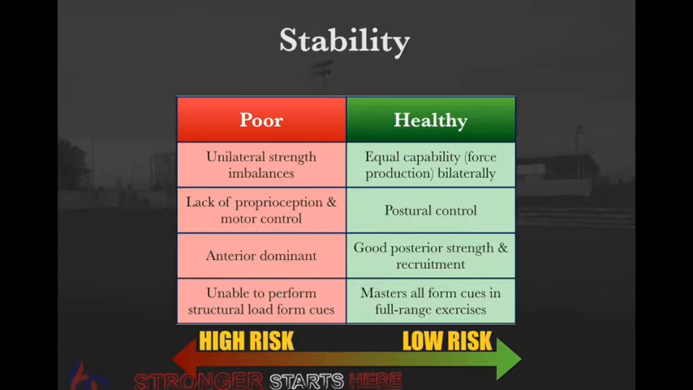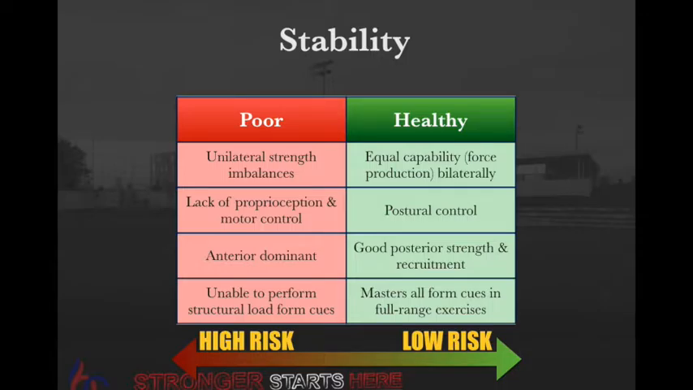So healthy patterns in stability refer to things like having an equal capability of force production on both sides. I can reach the same height of jump off of each foot, or I can land on a single leg drop landing with good balance and symmetry, regardless of whether I'm landing on my left foot or my right. I have good postural control. I'm keeping my core centered over my landing or over my foot positioning when I'm performing a lunge or a drop landing.